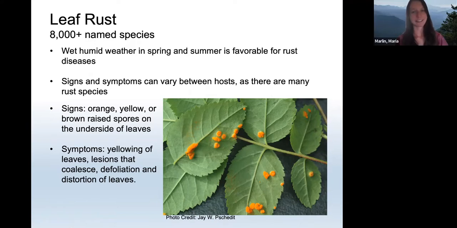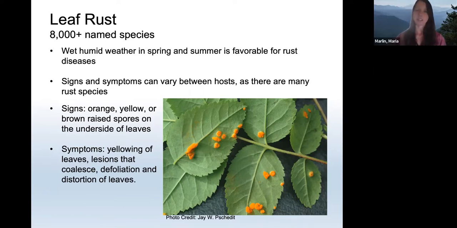So the first one is leaf rust. This is one of my favorites. There are over 8,000 named species of rust across multiple different families, and some of them are really complex. In fact, some have 5 different spore stages, which is just amazing. And they are mostly found during wet, humid weather in the spring and in the summer.